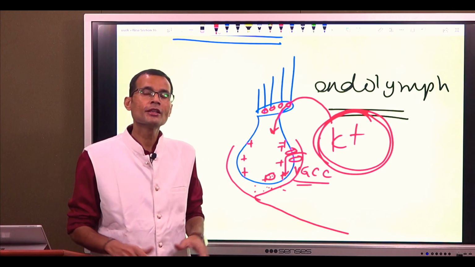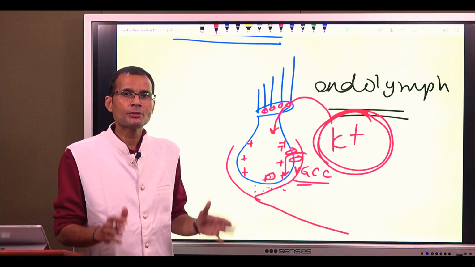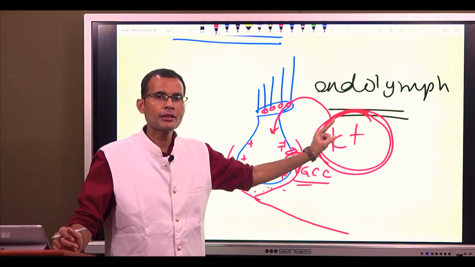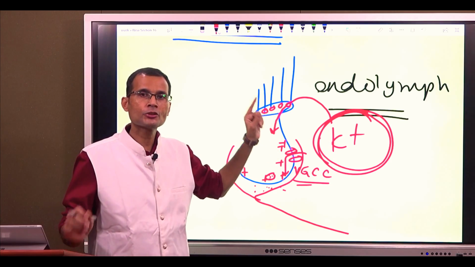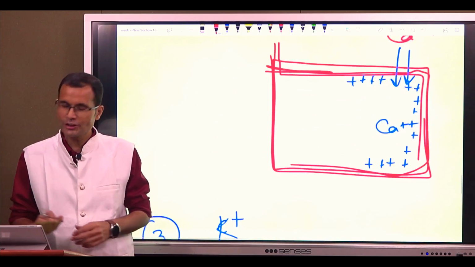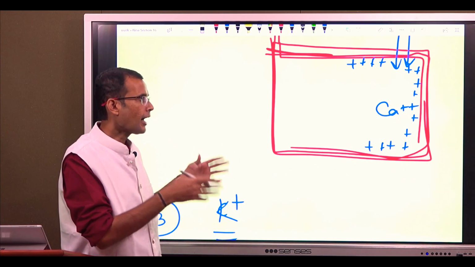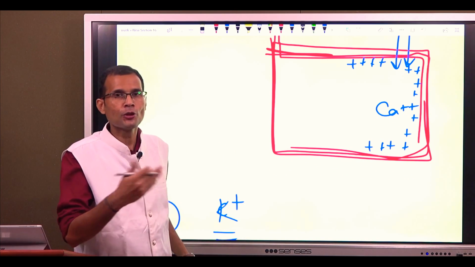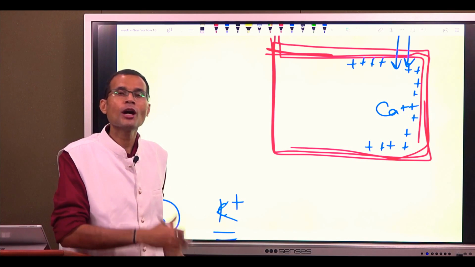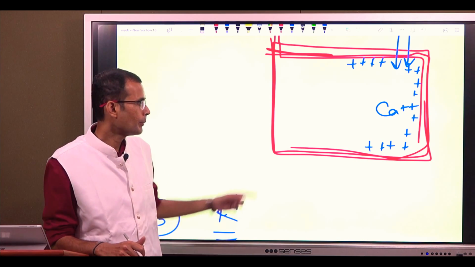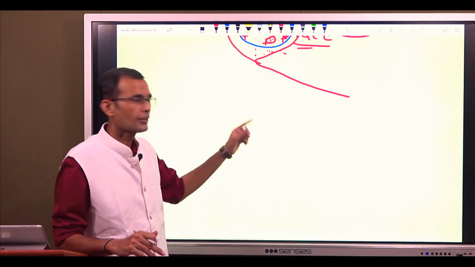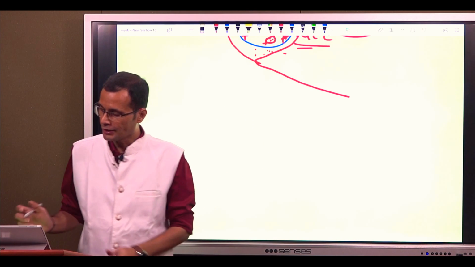But the point was, can potassium cause excitation? Yes. Exceptional case, potassium influx could happen. And why exceptional? Because at other places, as I mentioned just now, potassium is high on the inside and less on the outside. So potassium has a force to move out from inside to outside. But here is a case where potassium influx can cause depolarization and membrane excitation.